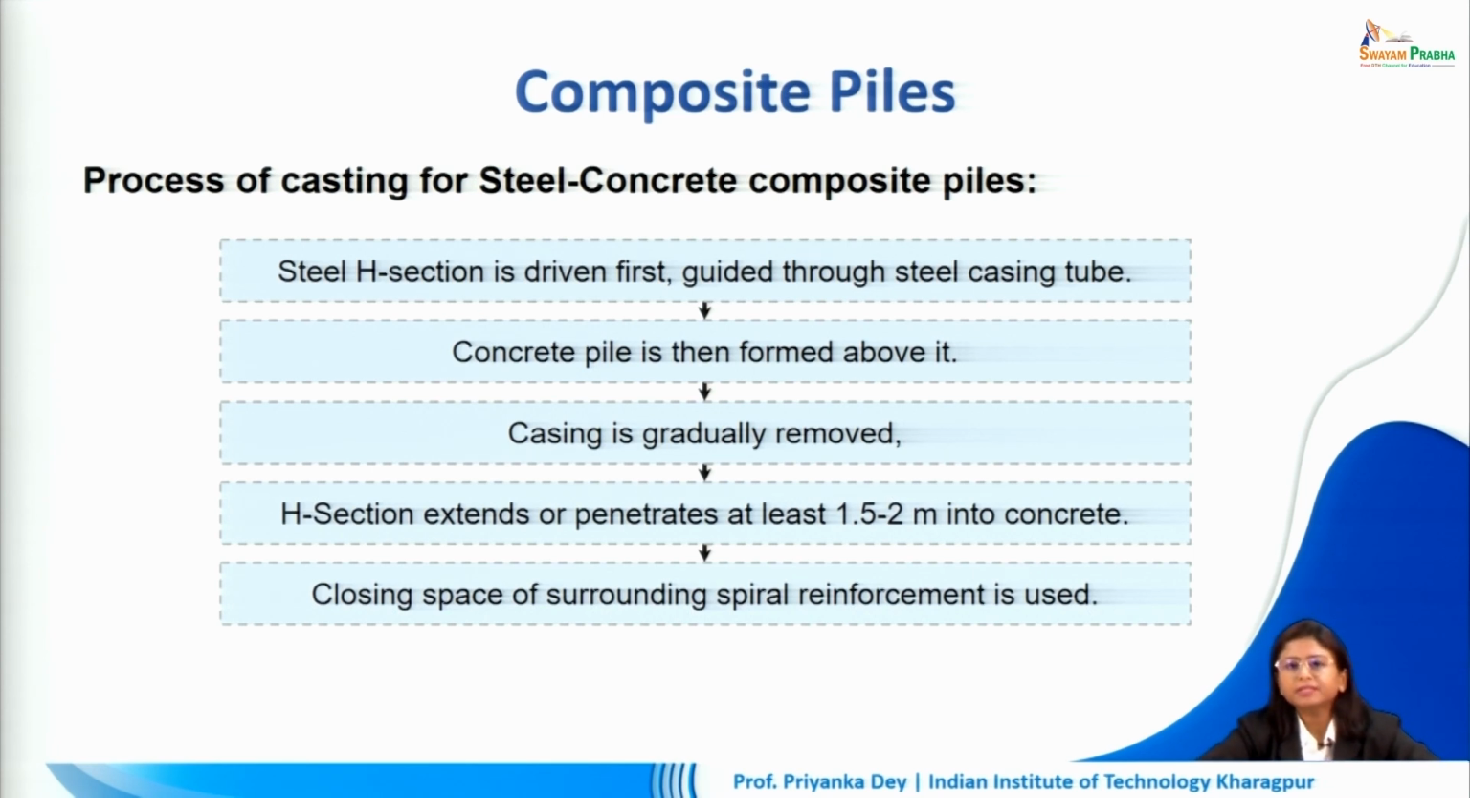The next type is the steel concrete pile, where we can use a steel H section. It's going to be very similar to the previous example, only here instead of the timber pile we are using an H section which is driven in first and then the concrete goes in. The concrete will be placed such that the H section actually penetrates into the concrete portion up to about 1.5 to 2 meters. So there will be an overlap between the concrete and the H section portion, making them act together in the form of one composite pile.